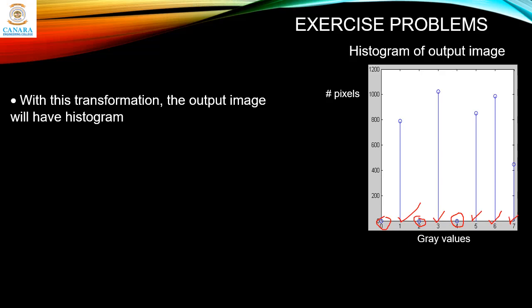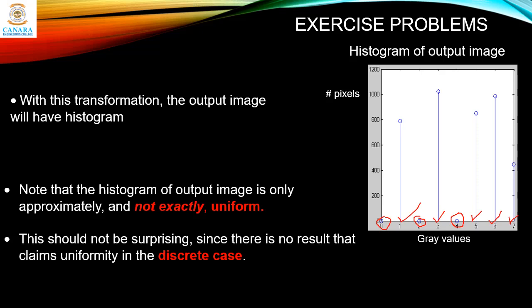And to observe the trend here, this histogram output image is only equalized approximately. It's not exactly uniform. In the derivation we said that it will be equalized uniformly, but here it won't.